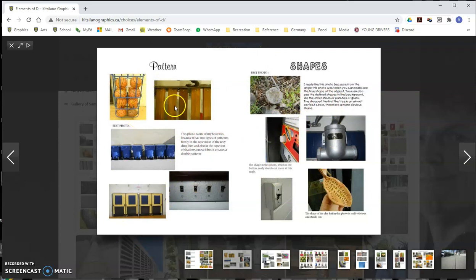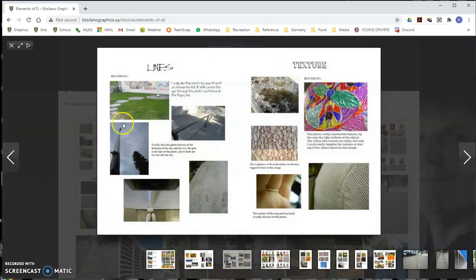So here you can see the pattern of balls. You can see the crate, garbage cans, lockers. These all make nice patterns. Here they found some interesting shapes again around the school. For lines, here you can see that they have a solid line in some cases, but also the paving stones that are not a solid line that also leads your eye through the photo. So great examples of lines.